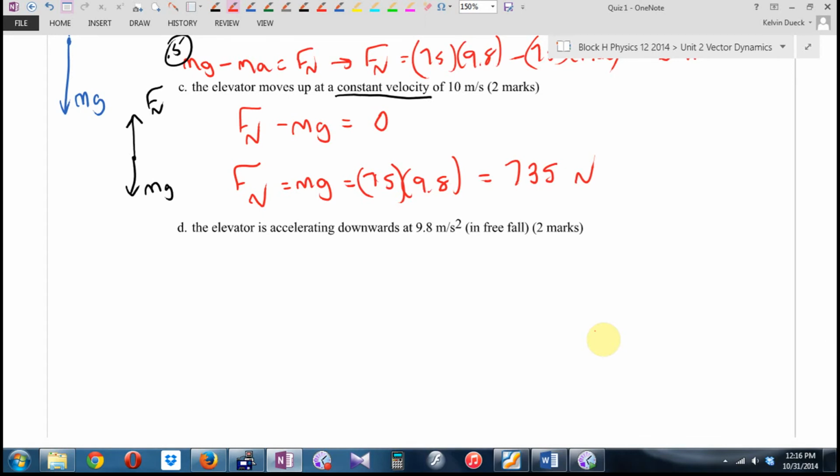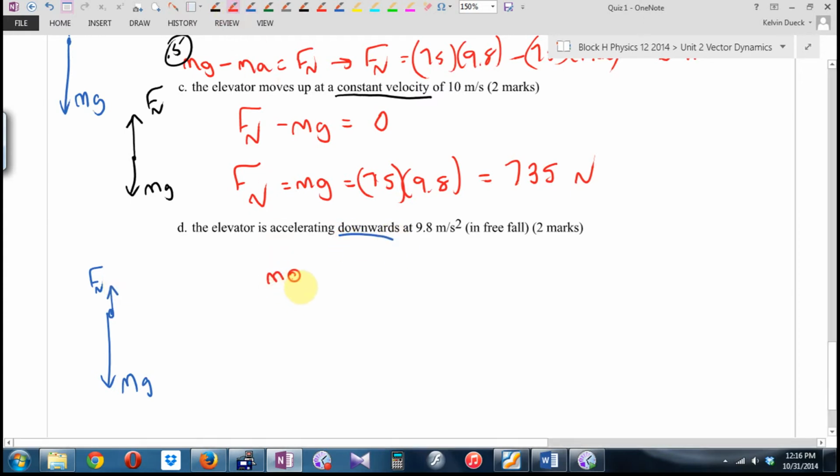What about D? Well, I would go, okay, definitely mg. And this is where kids say, you know what, Mr. Dueck, I'm not sure. Maybe he's weightless. Let's pretend maybe there is a normal force. I'll draw a small one in there. But clearly, if he's accelerating downwards, who's winning? Gravity. Who's losing? Normal force, and that equals ma.